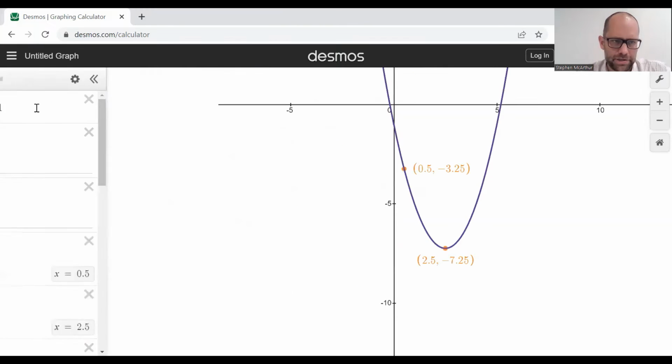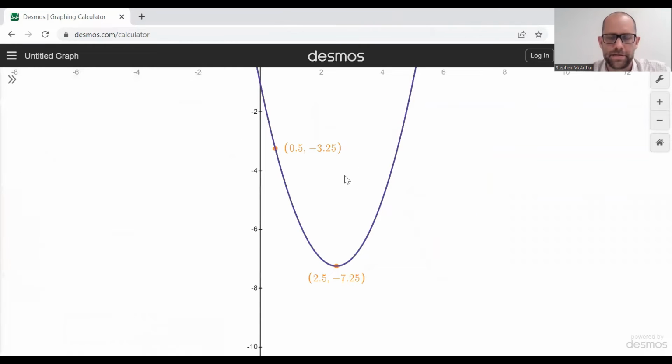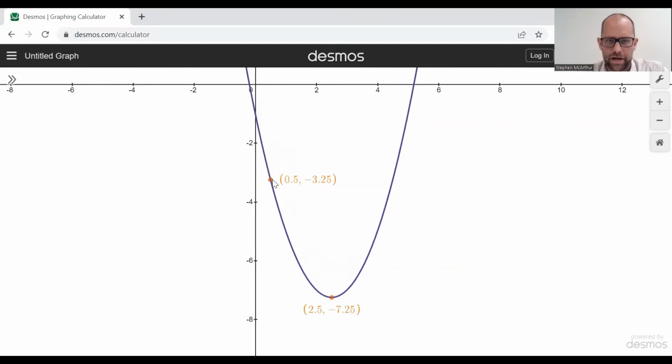I've got it in fractions over here, by the way. It's there for you in decimals. It's the same numbers. So positive 1/2 and negative 3.25 might be like the top of my drop-in. And then 2.5, negative 7.25 might be right at the bottom of the drop-in before it hits the flat part that heads this way. So this is the part of the skate ramp that I want.